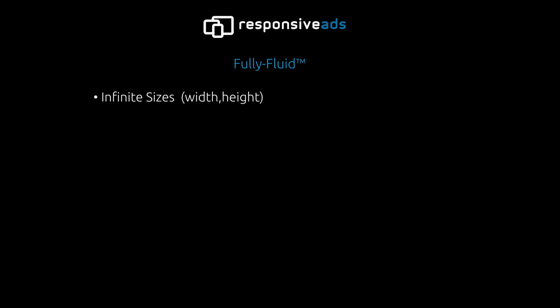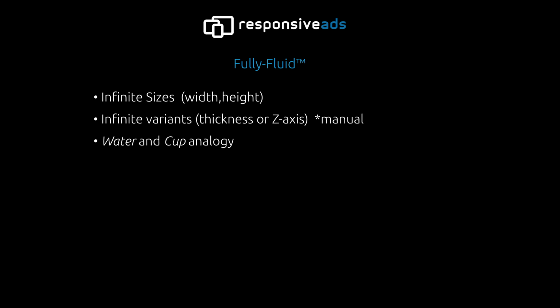So used for proportional ads such as the IAB. But you could basically build an ad with infinite heights and infinite variants. And so think of a variant as the thickness, or all the different layers of your z-axis. This is done by manually setting up different kinds of element groups.